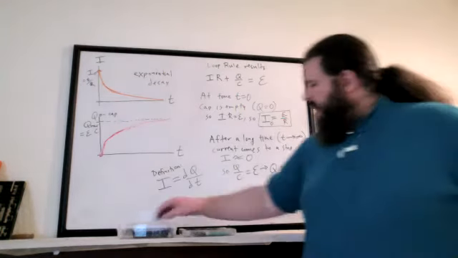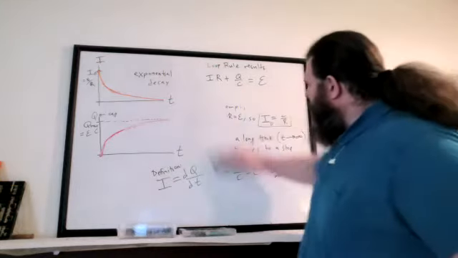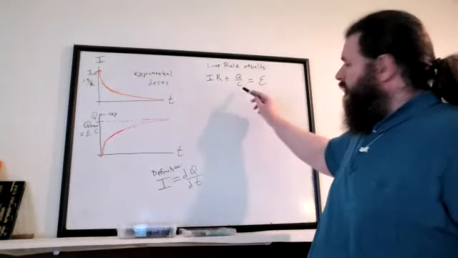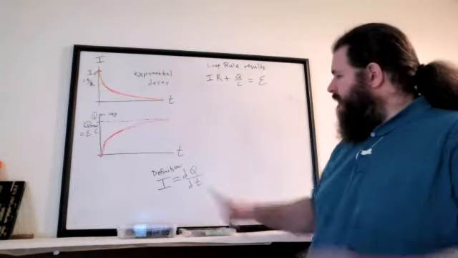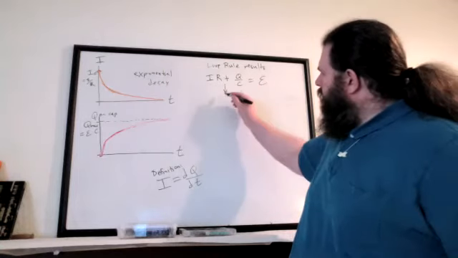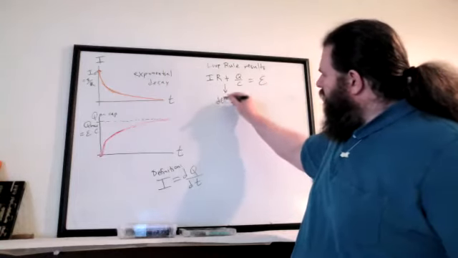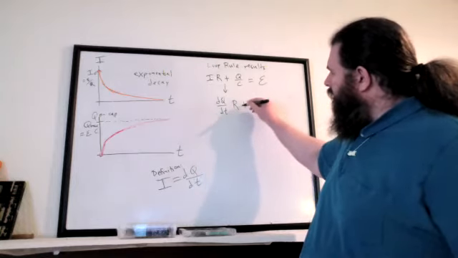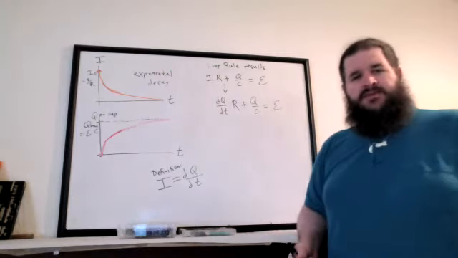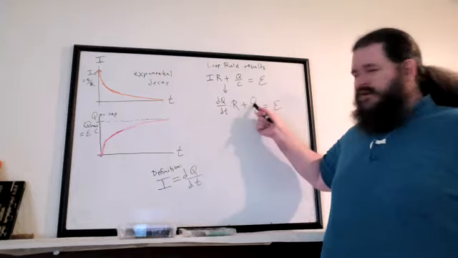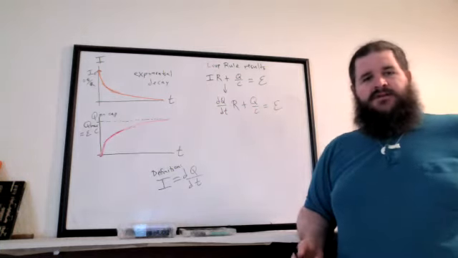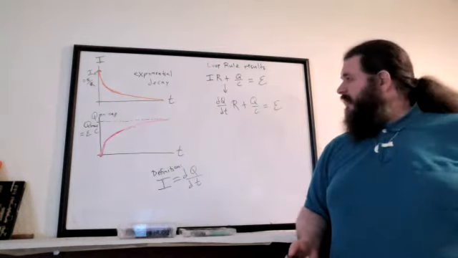But let's take a look at the mathematical details of that equation. Going back to our loop rule here, IR plus Q over C equals epsilon. If we actually fill in dQ over dt for I here, we get dQ over dt times R plus Q over C equals epsilon. And that means we now have a relationship between a function, Q, and its derivative, dQ dt, and this forms a differential equation. So if we can solve that differential equation, then we have a value for Q.